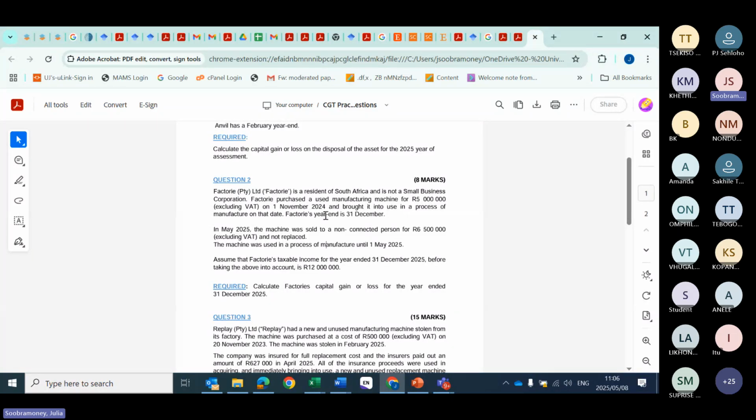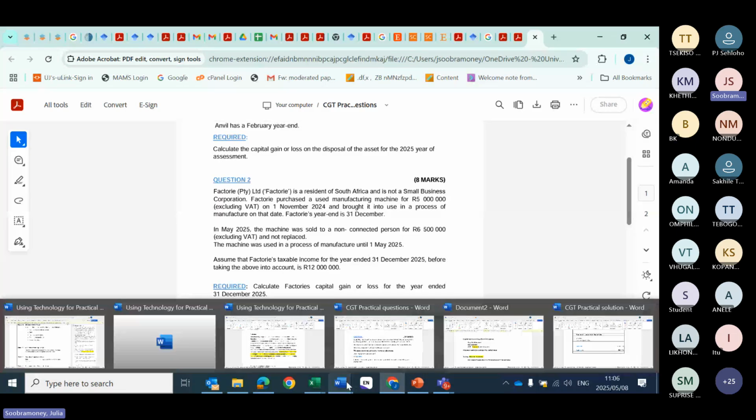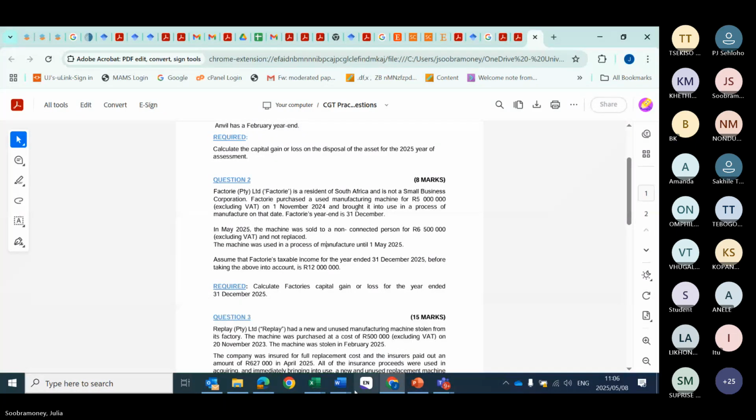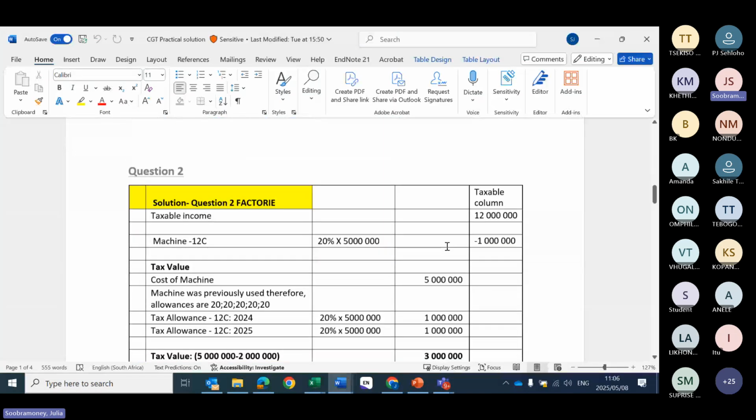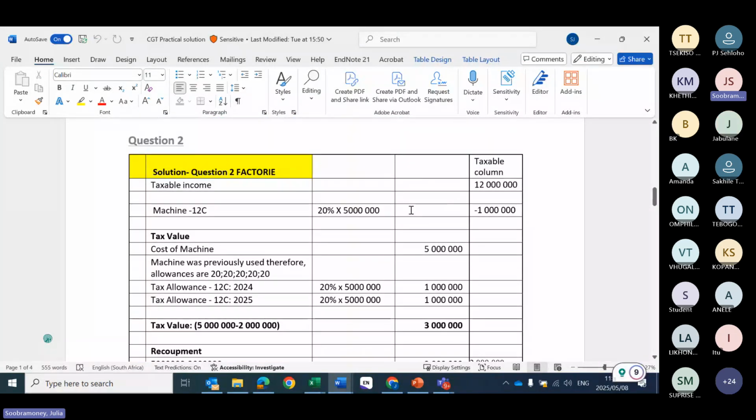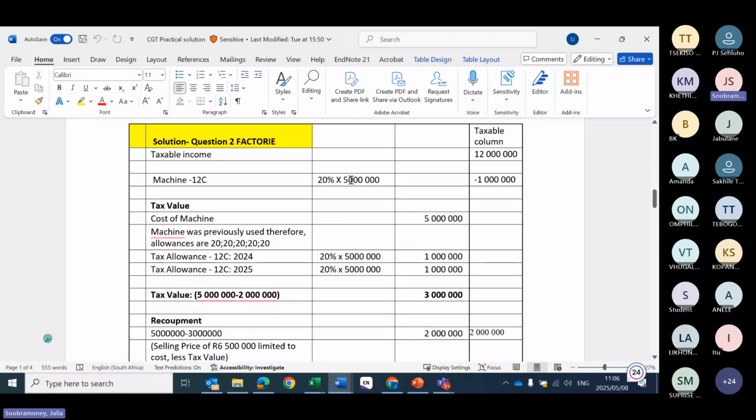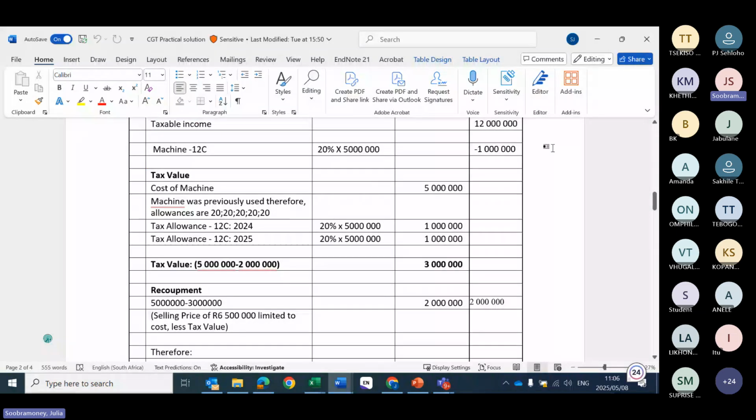Everyone happy? So let's have a look at our solution. It's better when you look at the numbers. Taxable income, 12 million. I used the machine during this year, so I can get 20% allowance. Okay, so that's step 1, calculate the allowance. Step 2, calculate tax value. The cost of the machine was 5 million. Then I need to calculate all my allowances, 2024, the year I purchased it, 2025 for this year of assessment, 20%, to give me a tax value of 3 million.